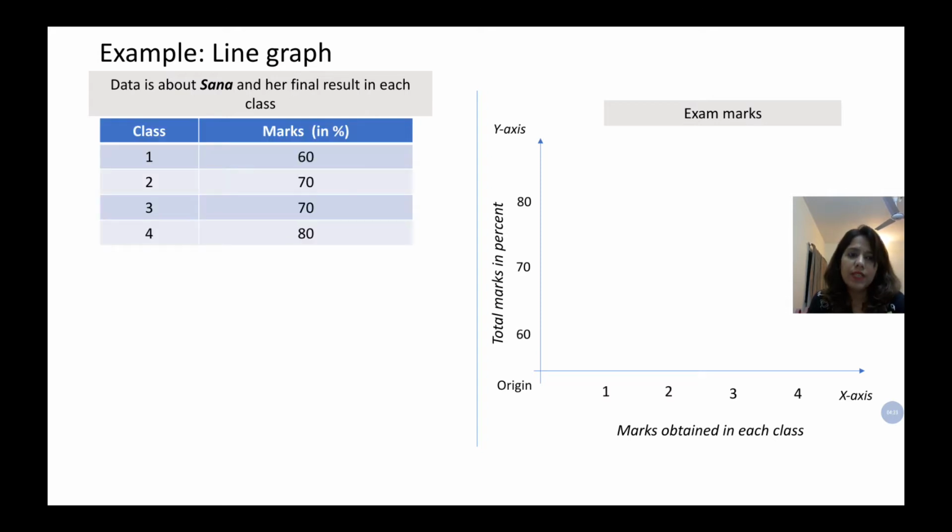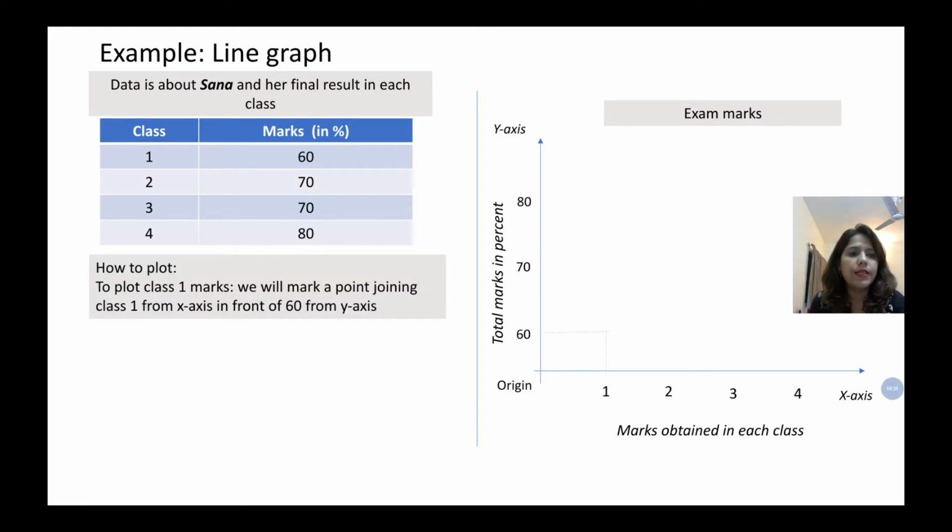This is the data for Sana, showing how she has been doing throughout her classes 1, 2, 3 and 4. This is her percentage: 60% in class 1, 70% in class 2, again 70% in class 3, and then 80% in class 4. So I will use this data and plot it here. For class 1, it is 60%. So I will take the 60% and 1.